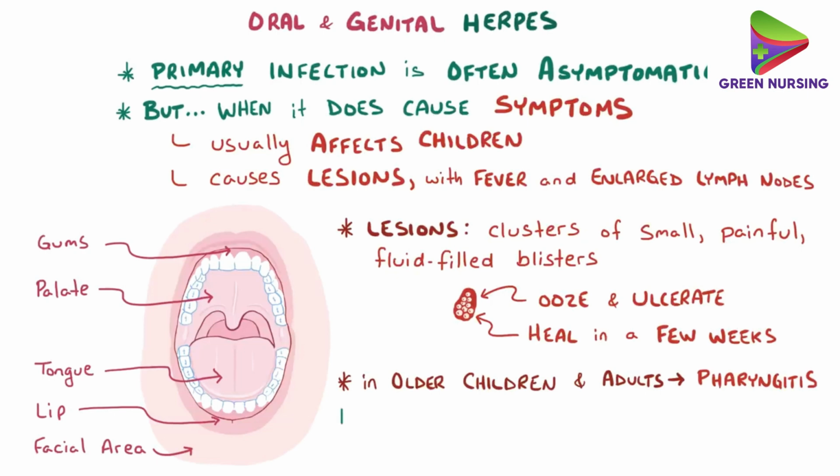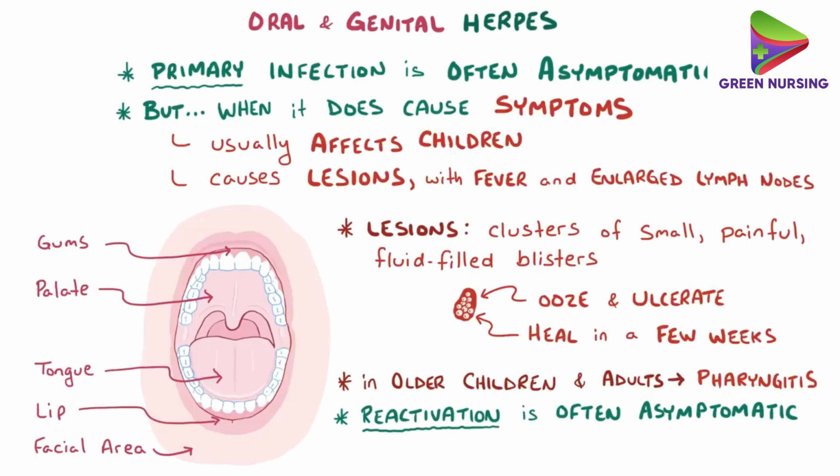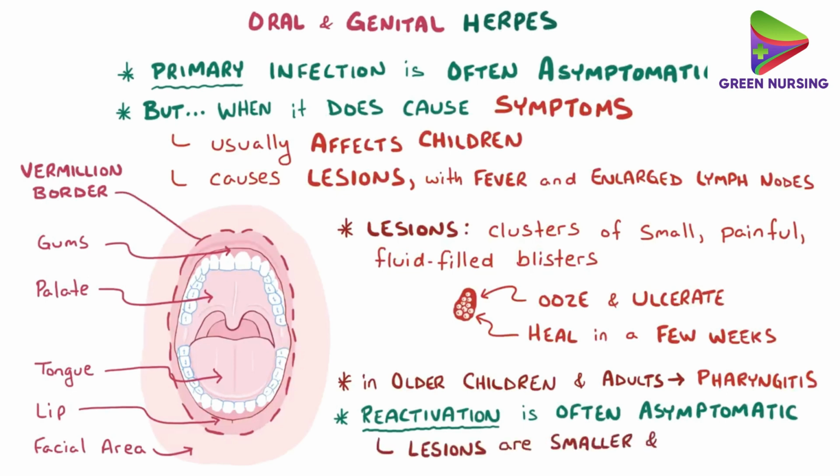Most of the time, like primary infection, reactivation doesn't cause any symptoms, but when it does, the most common pattern is having a handful of blisters at the vermilion border, the border of the lip, on one side of the face. These blisters are smaller and typically heal over a week's time.